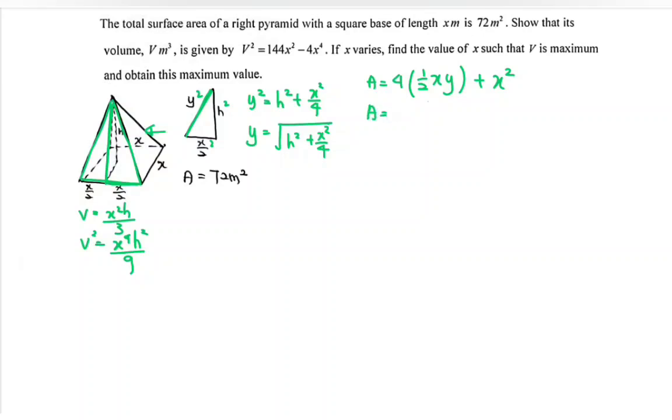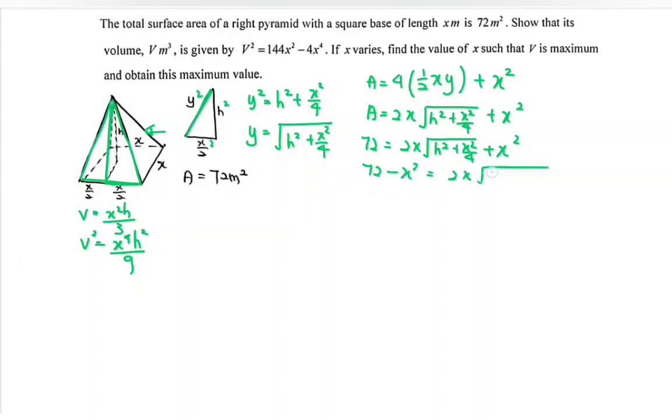So A equals 2x multiplied by y, where we have the square root of h squared plus x squared over 4, plus x squared. If we simplify, 72 equals 2x multiplied by the square root of h squared plus x squared over 4, plus x squared. Kindly rearrange: 72 minus x squared equals 2x multiplied by the square root of h squared plus x squared over 4.